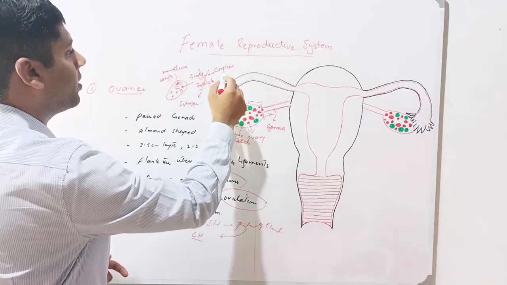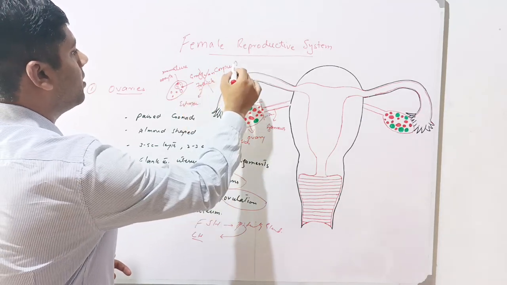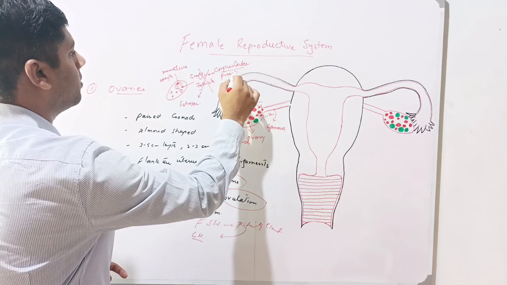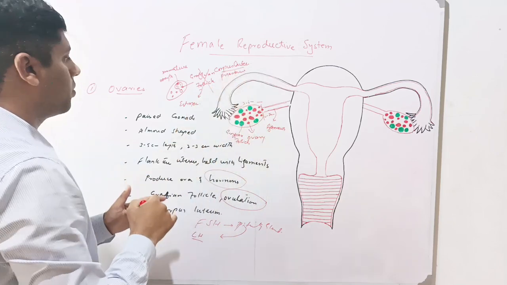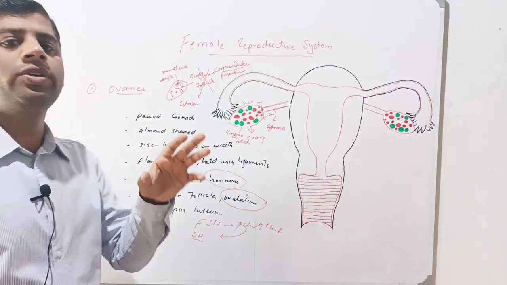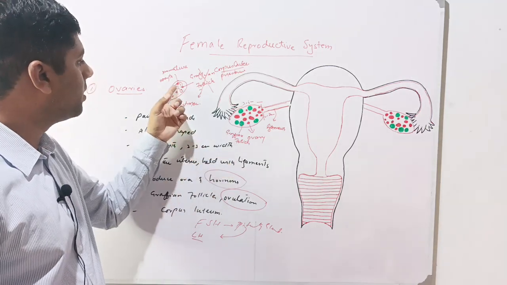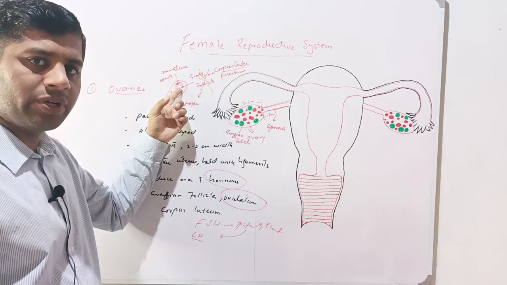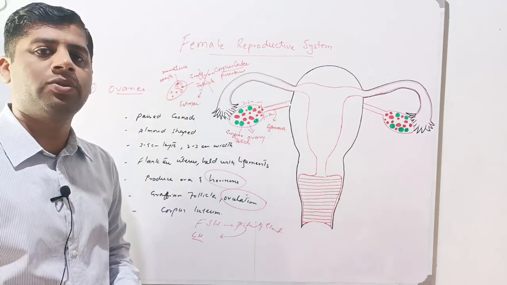Now this ruptured Graafian follicle after release of the ova is called corpus luteum, and corpus luteum secretes another hormone, progesterone. This was the function of the ovary, in which the ovary released the ova as well as produced two kinds of hormones, the estrogen from the Graafian follicle and progesterone from the corpus luteum.